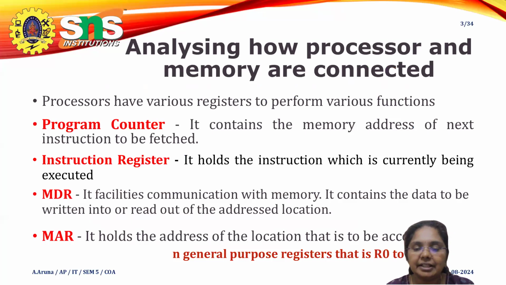Usually you have general purpose registers that start from R0 to Rn. It is based on the processor. If I have a 32-bit processor, it will go from R0 to R31. If it is 64-bit, R0 to R63. These are the general purpose registers for performing an operation. So in conclusion, in a processor we have four different types of registers: the program counter, instruction register, memory data register, and memory address register.